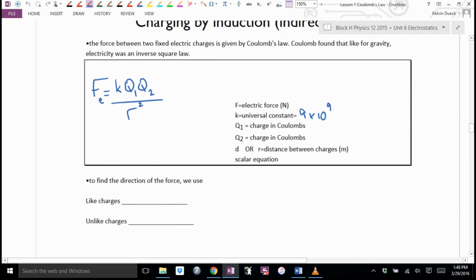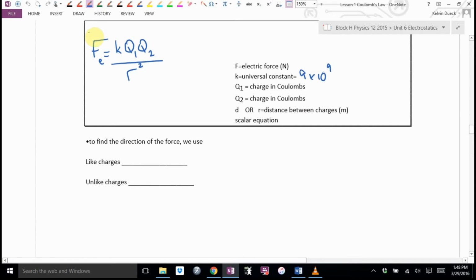Force is a vector, but I'm not going to put any vectors on the right-hand side. Instead, to find the direction of the force, we're going to use, because here's your clue, like charges repel, unlike charges attract. So we'll add the direction ourselves by looking at the polarity of the charges.